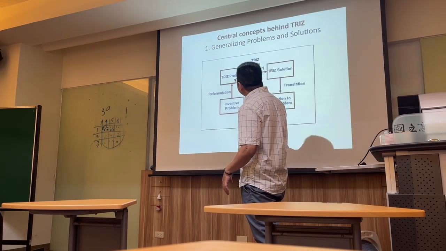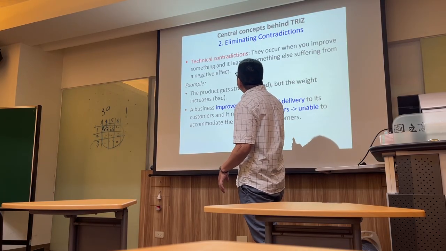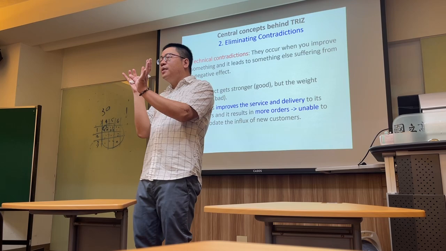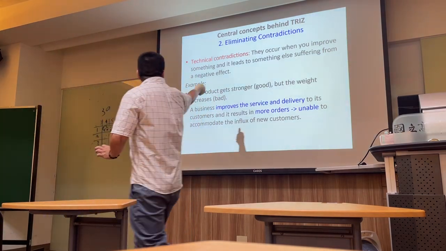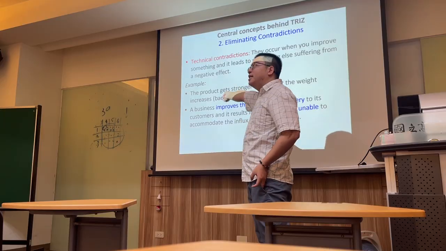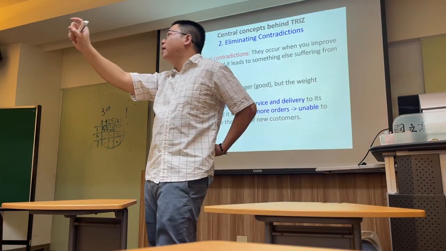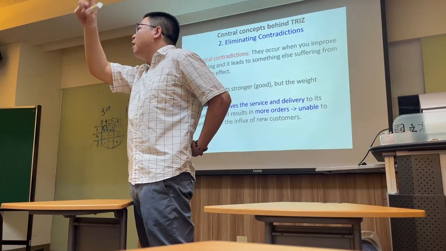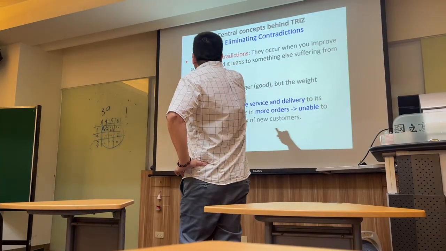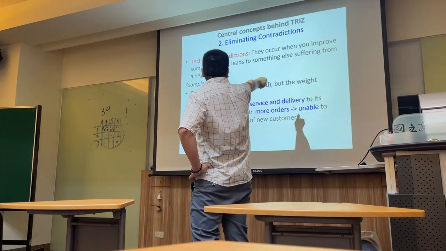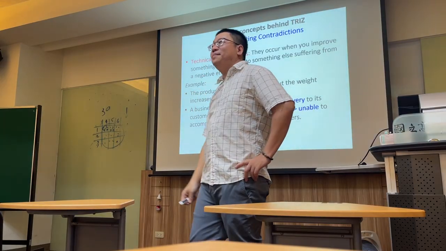So, eliminating contradictions. We have some contradictions, which means some conflicts. Technical contradictions: when you identify the problem, you need to identify the conflicts or contradictions, when you improve something and it leads to something else suffering a negative effect.